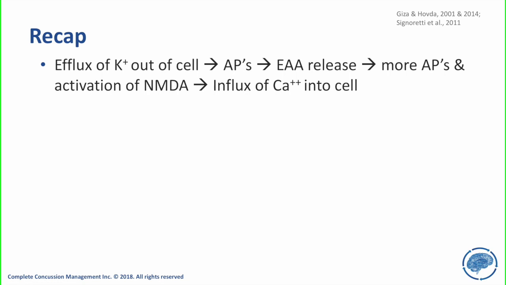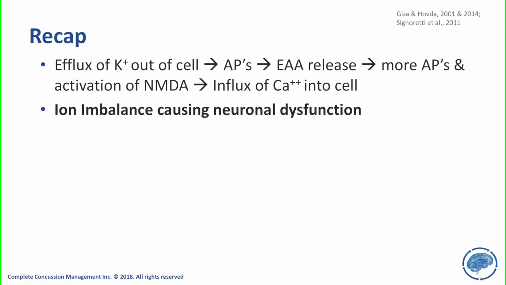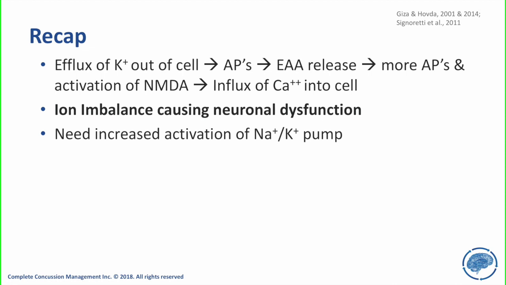So let's recap where we are. First we had potassium leaving the cell because of the mechanical stretching of the membrane, which created action potentials, the release of glutamate, which then caused more action potentials, as well as activation of these NMDA receptors, which allowed more calcium to come flooding into the cell. So basically what we've created here within the cell is an ion imbalance. In order for cells to work properly, they have to have that proper concentration gradient restored. However, they don't have that right now. So what we have to do is activate the sodium-potassium pump.